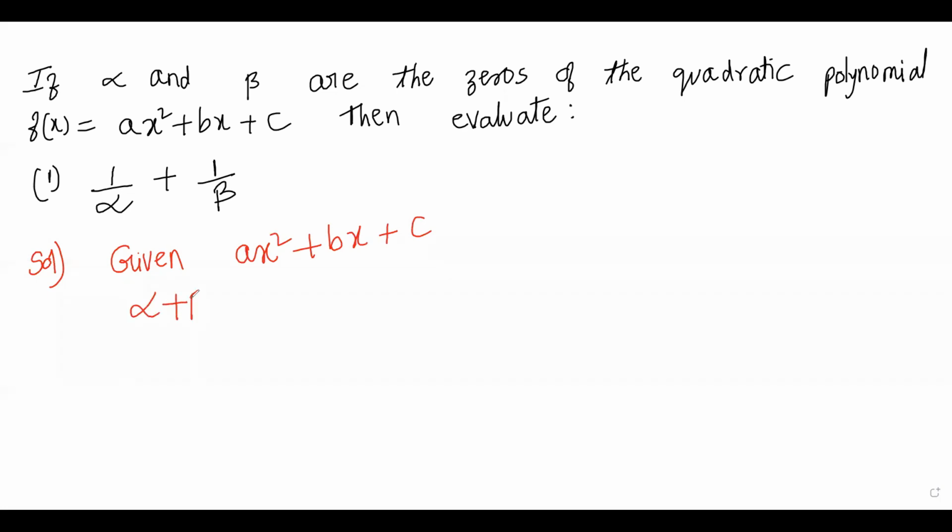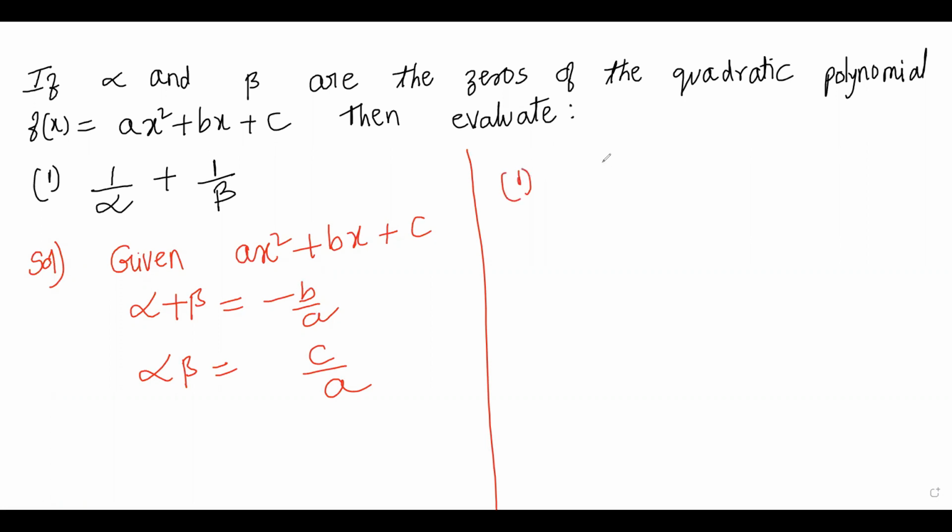Sum of the zeros is minus b by a. Product of the zeros is c by a. Using this sum and product, we have to find the value of 1 by alpha plus 1 by beta. So let us take LCM. When you take LCM, beta 1s are beta, alpha 1s are alpha. In the denominator, you will have alpha into beta.